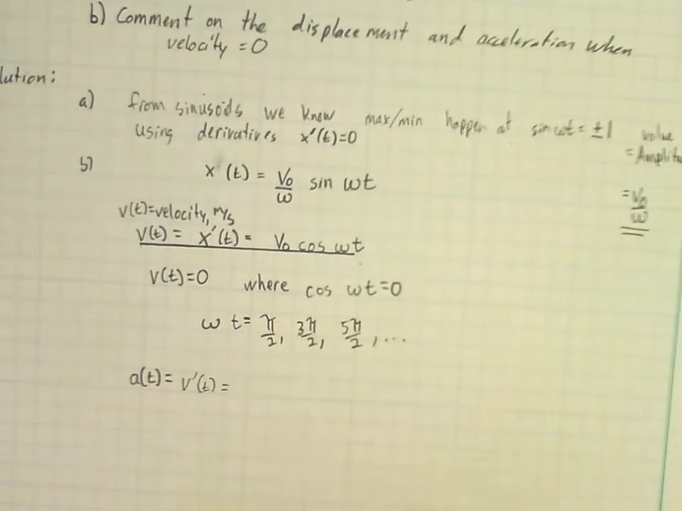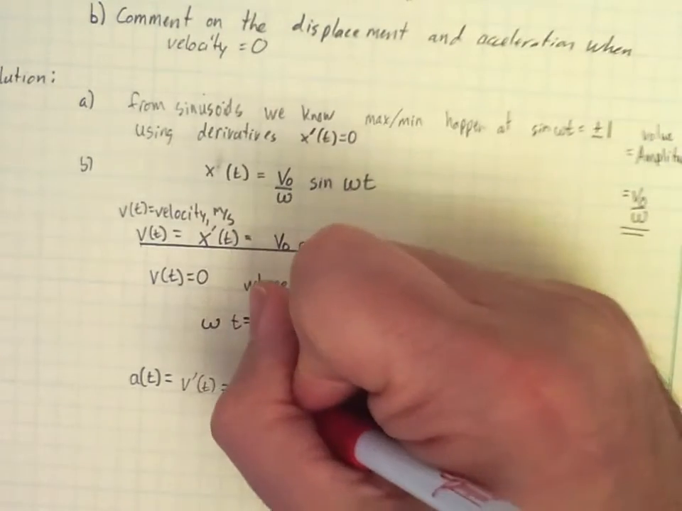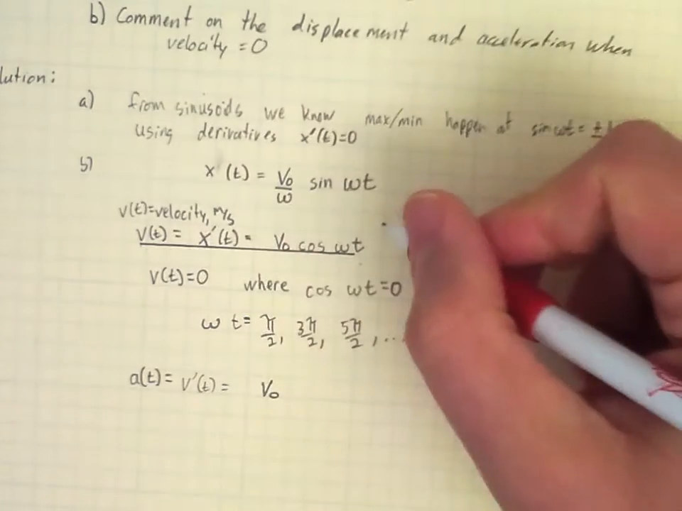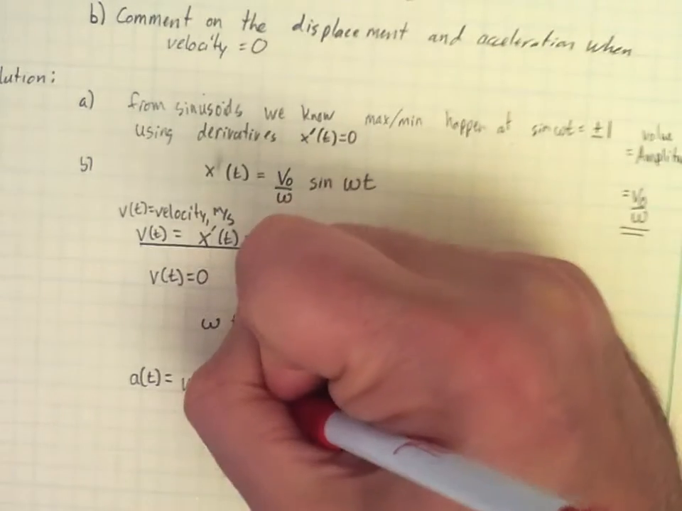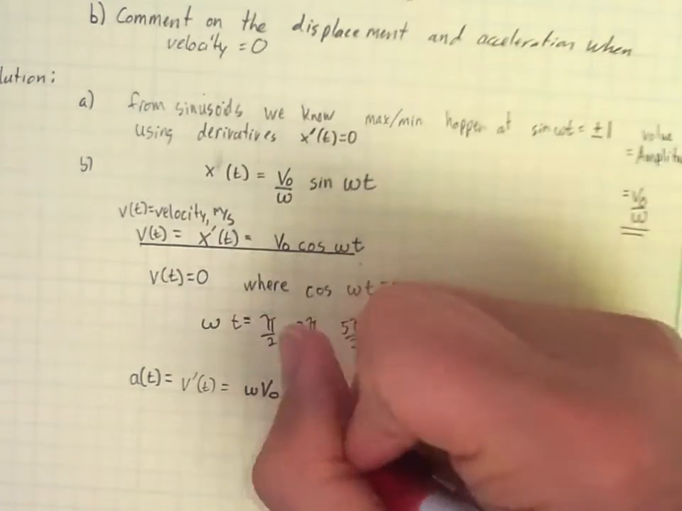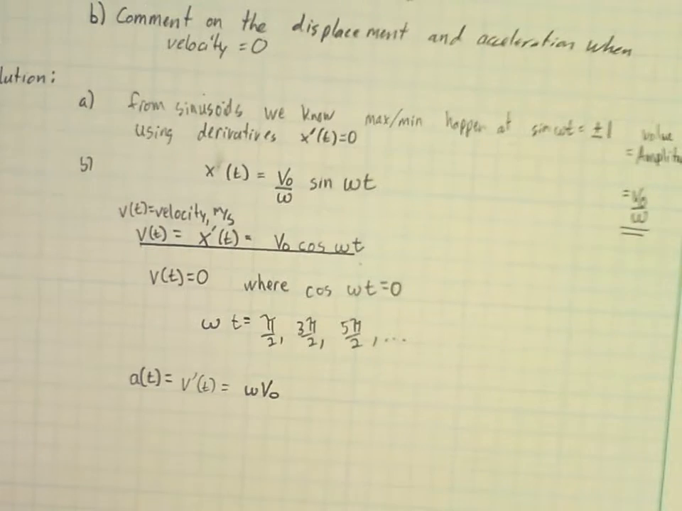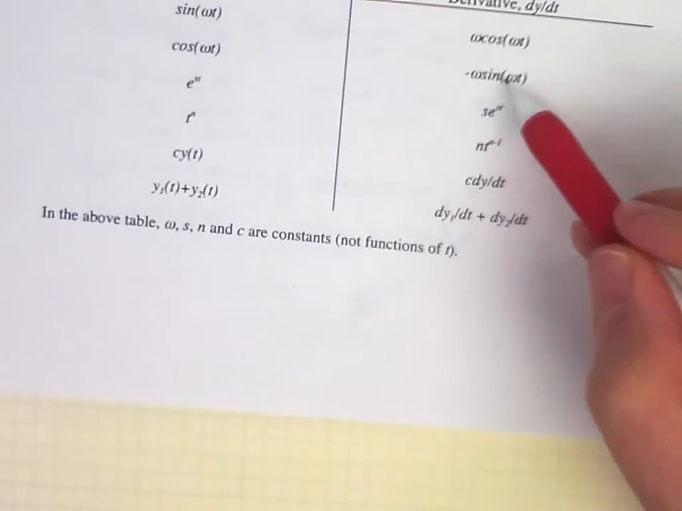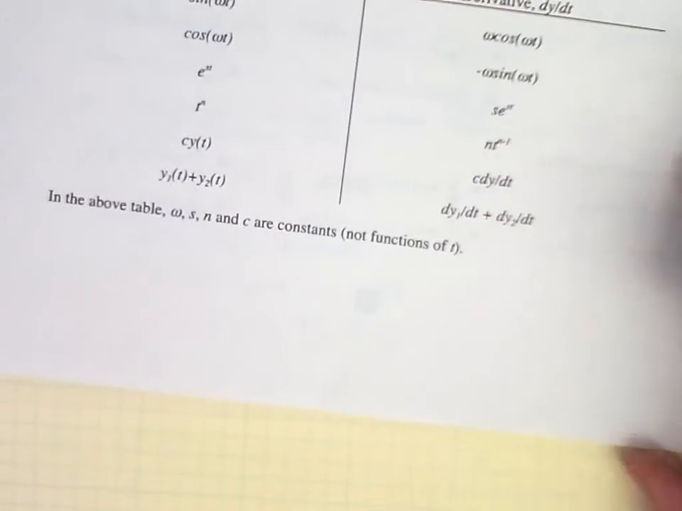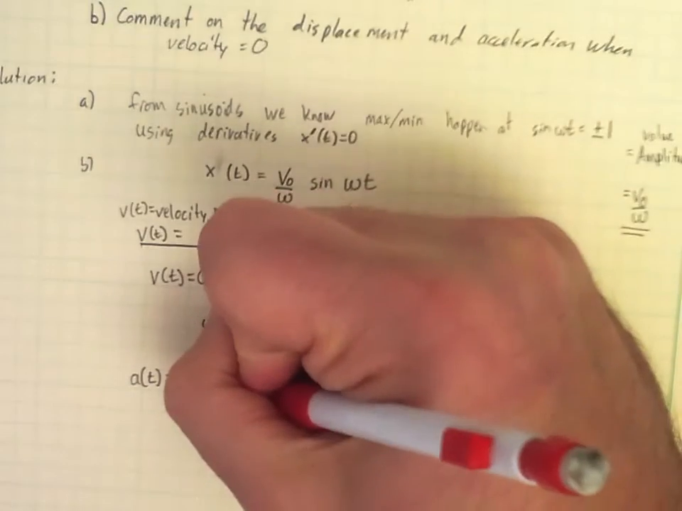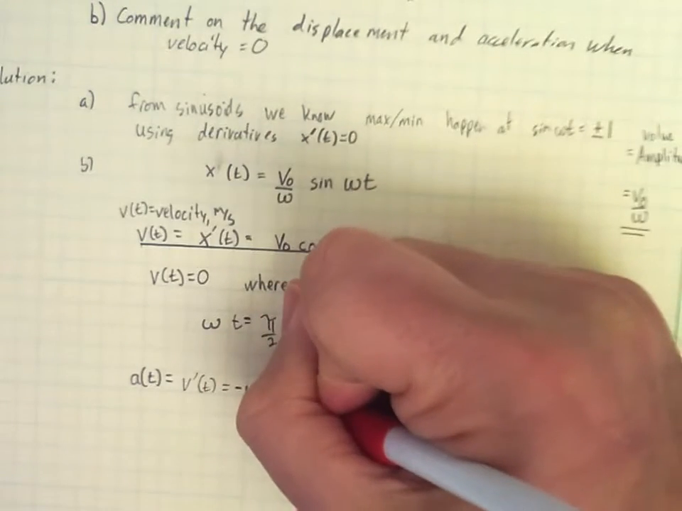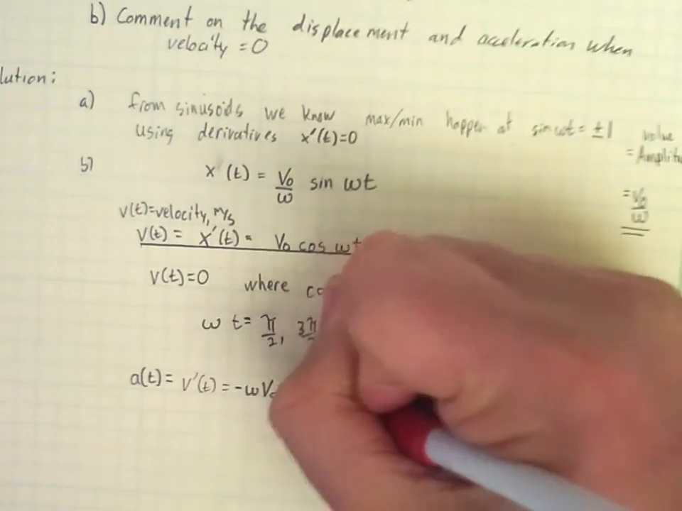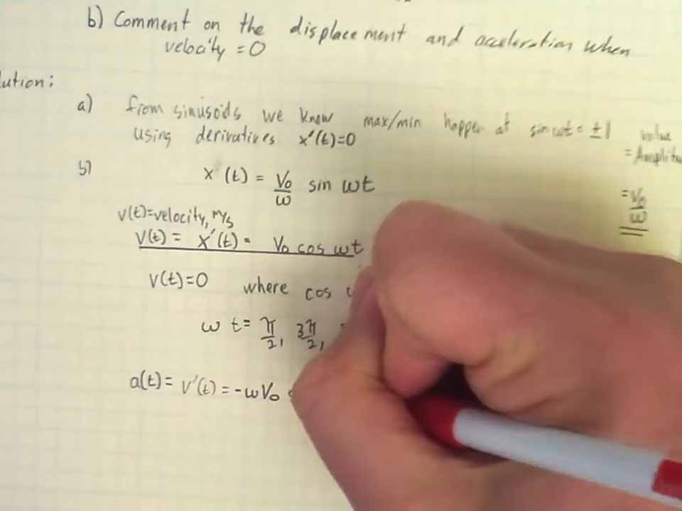So when we take the derivative to get acceleration, again, we're going to have v0. We're going to get omega out front. When we take the derivative of cosine, we get negative sine omega t. So we're going to get negative omega times v0 sine of omega t.